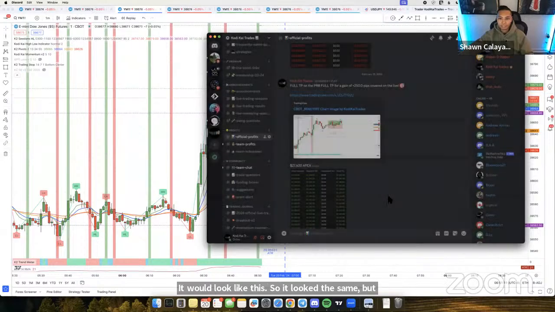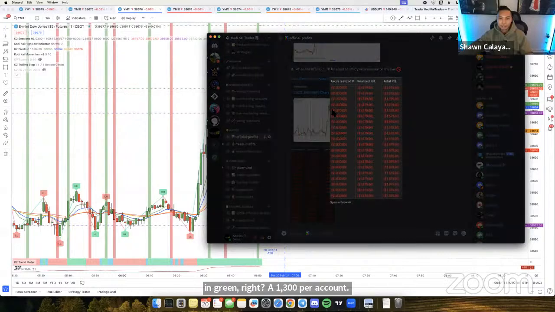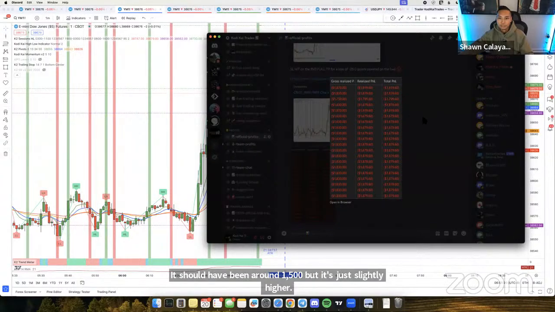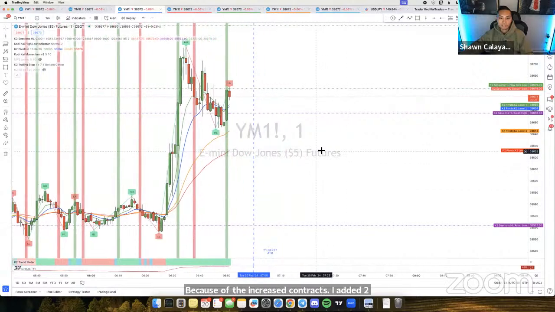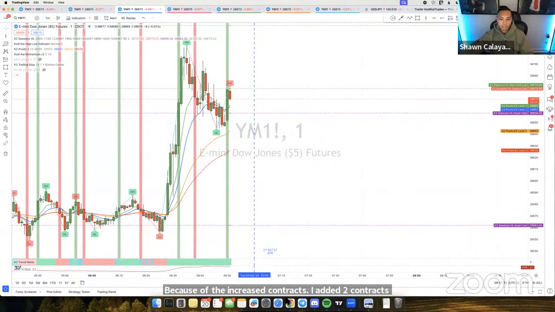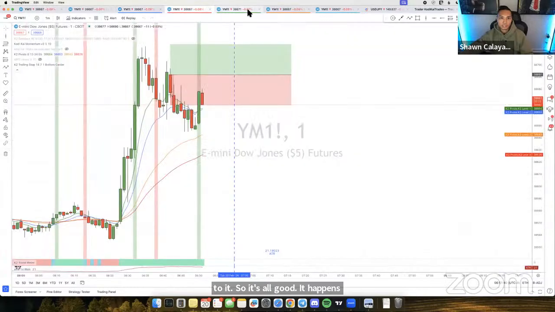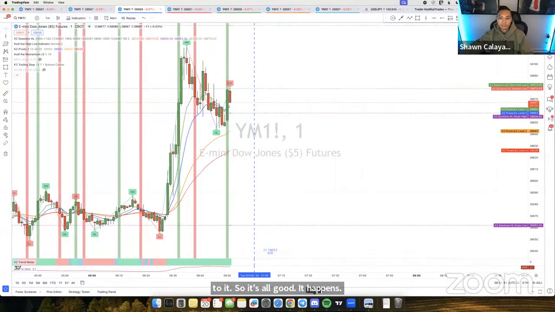1,300 per account. But you'll see my losses here are a little higher because I knew my main account was getting close to the trailing drawdown because of the other losses. You can see over here it was 1,800, 1,900. It should have been around 1,500, but it's slightly higher because of the increased contract size. I added 2 contracts to it. So it's all good, it happens. But you can see that because I took half contract size for both of these trades, I didn't lose like 3,000.